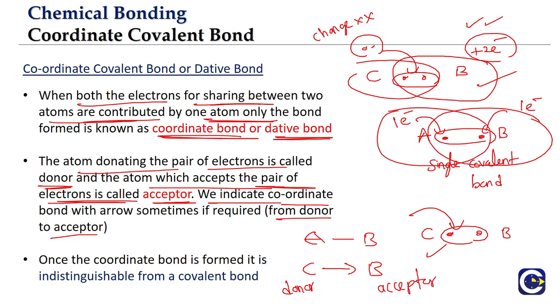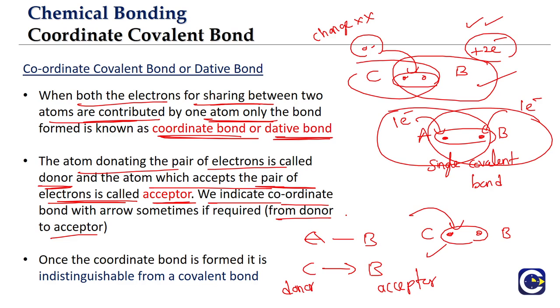So one thing we need to keep in mind is that this is not a complete transfer of electrons. The donor atom is just sharing one of its lone pairs of electrons with the other atom B, that is it.